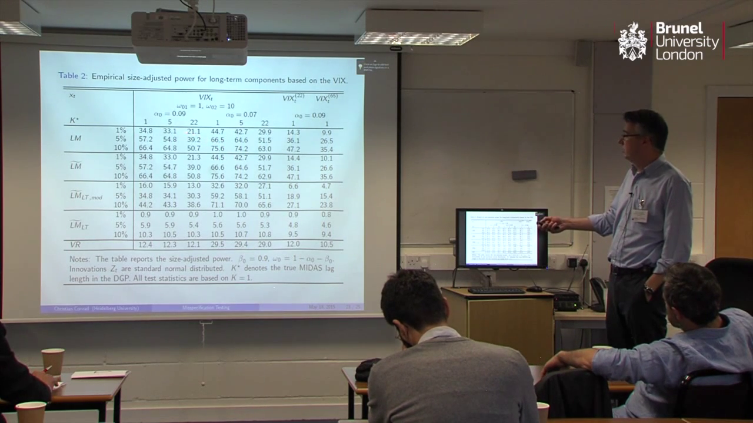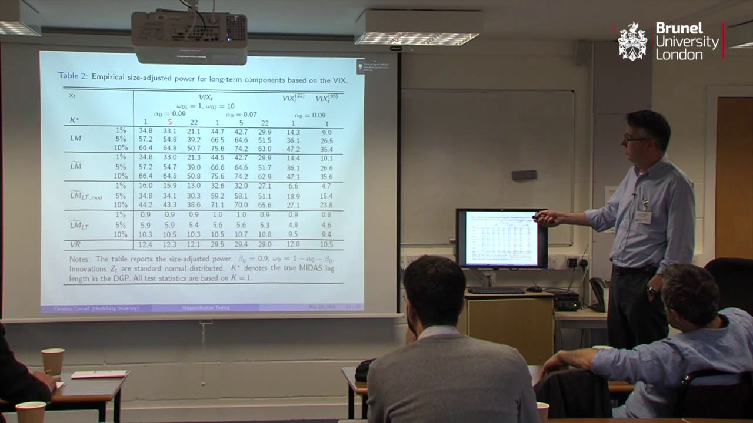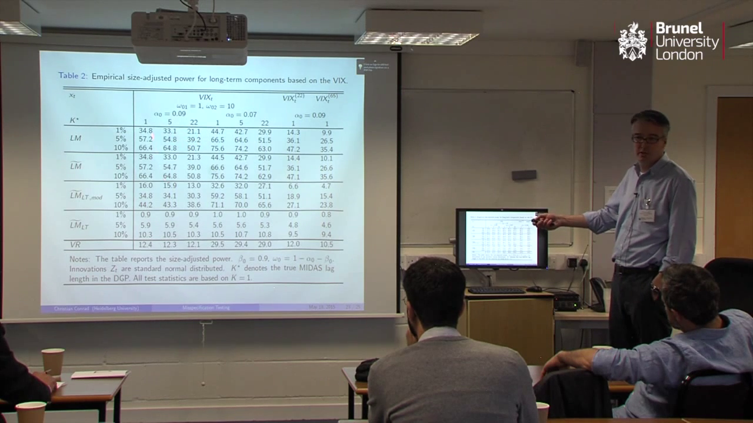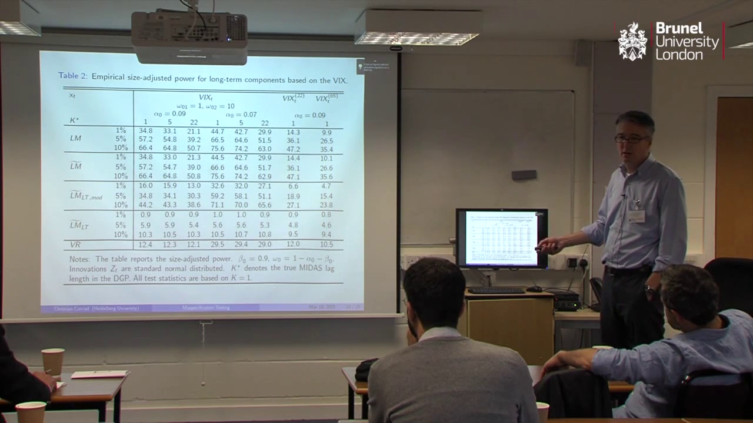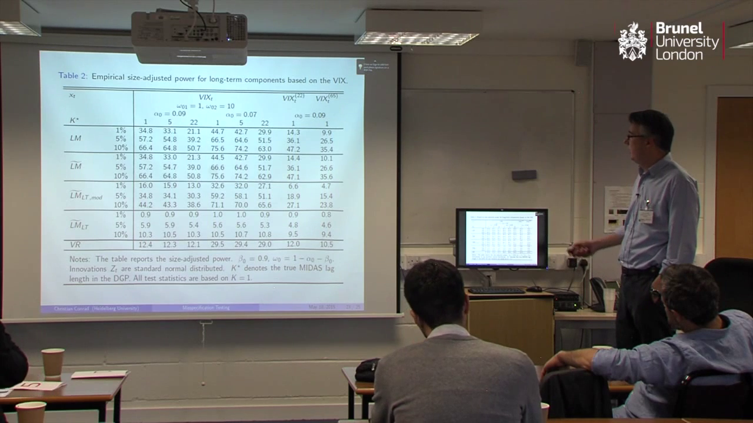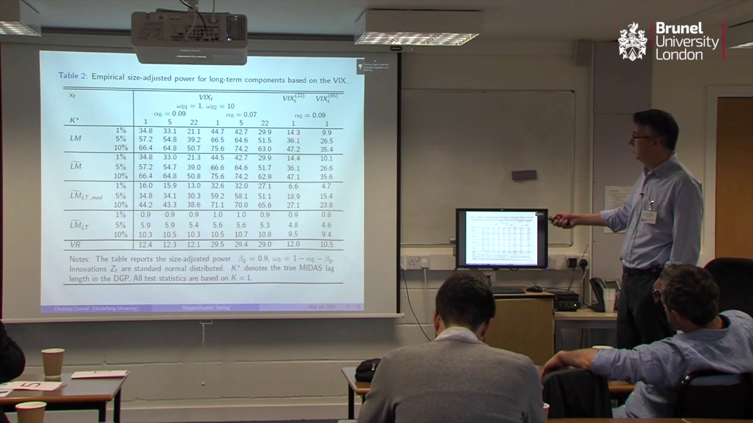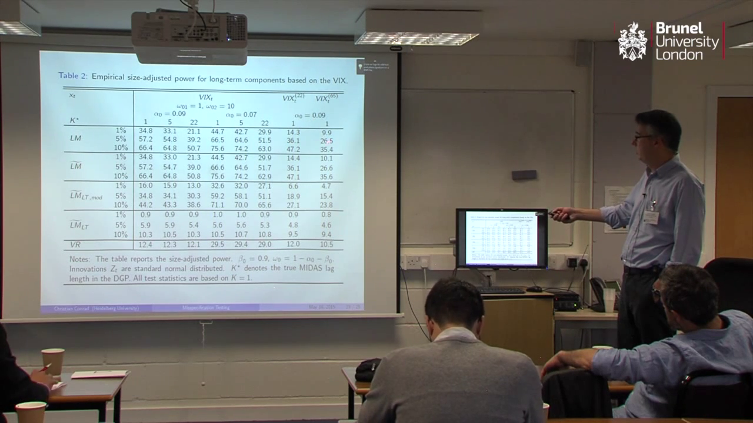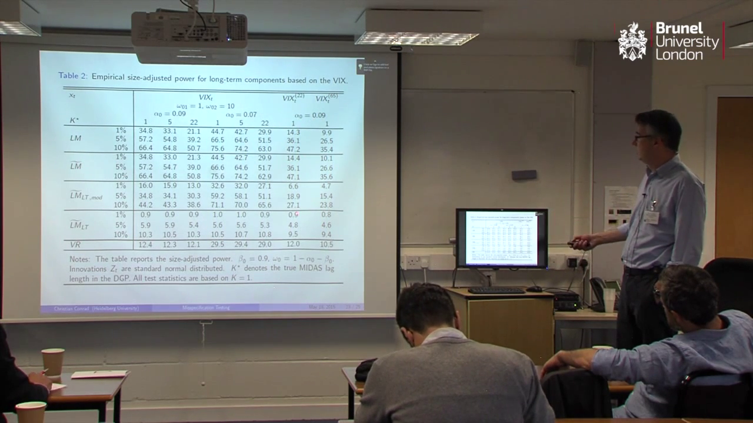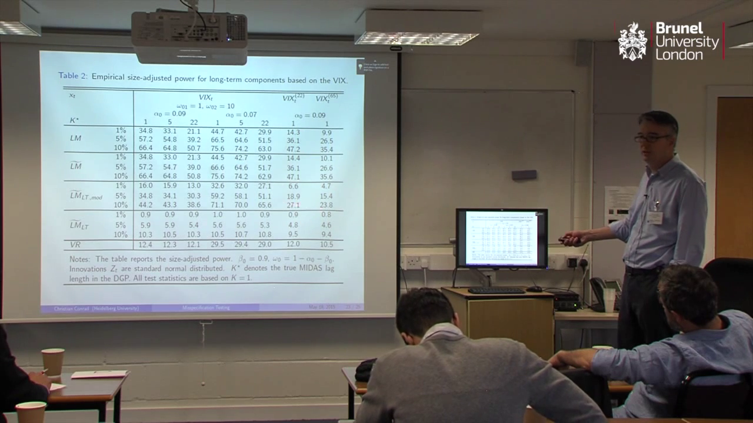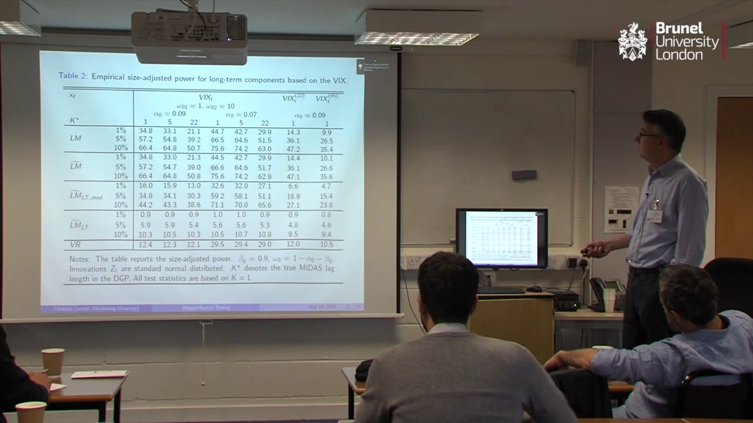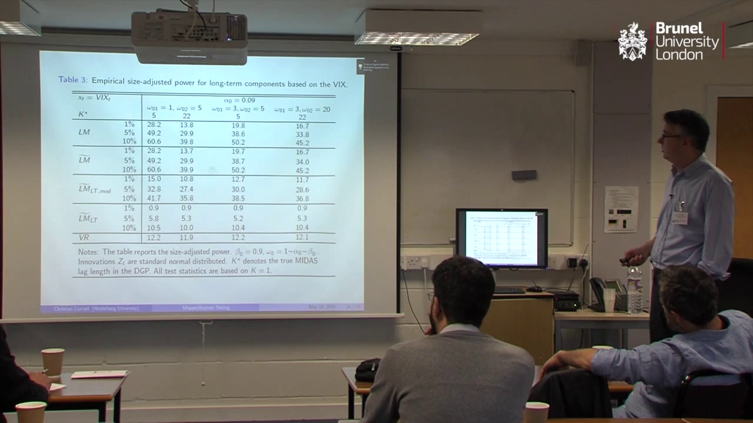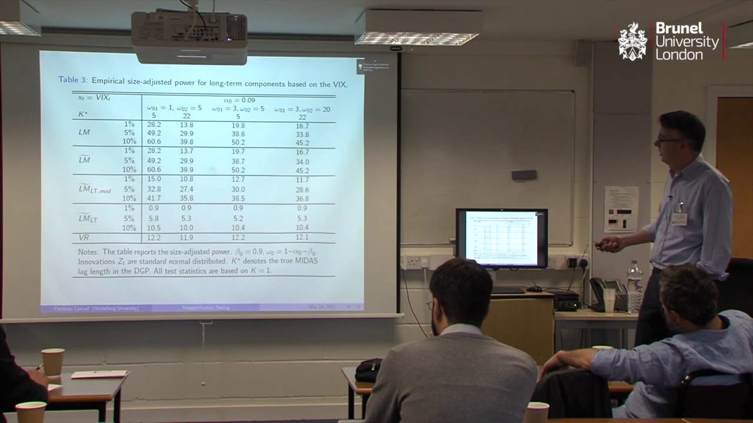And what you see is when we choose the wrong K in the test, so the true K is 5 or 22, the power gets smaller, but still you detect that there is a problem. These are two extreme cases where we use the monthly and quarterly rolling window versions of the test. Here the power is much smaller, but still it's better in our case than in the Lundbergh and Teräsvirta case.